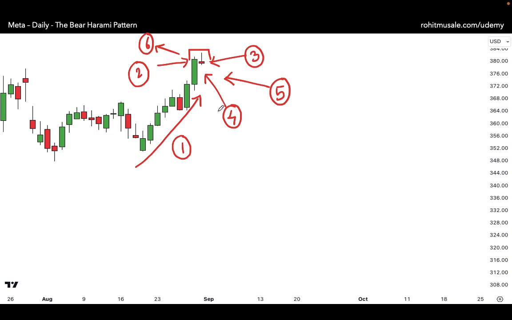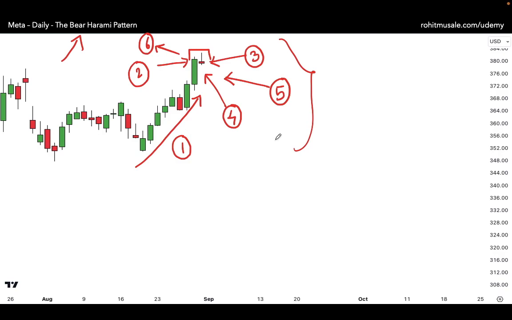So these are the conditions. If you don't know these 6 conditions, and if you look at two candles and you say it's a bear Harami pattern, you are making a mistake. Okay, all of these 6 conditions must be satisfied for you to call it a bear Harami pattern.